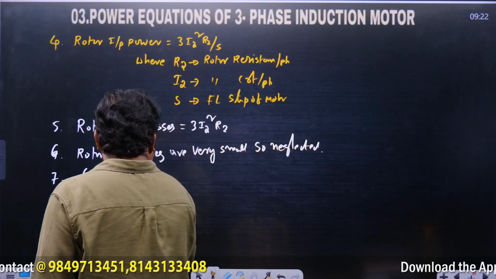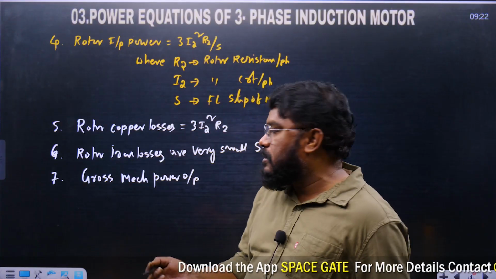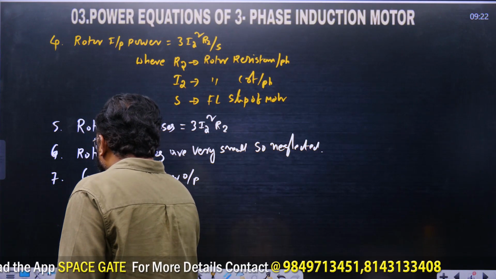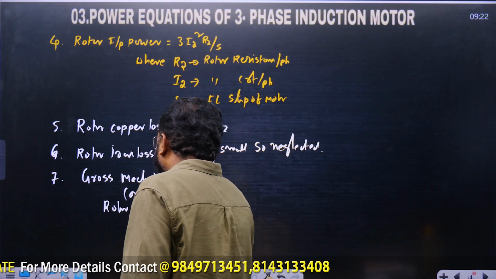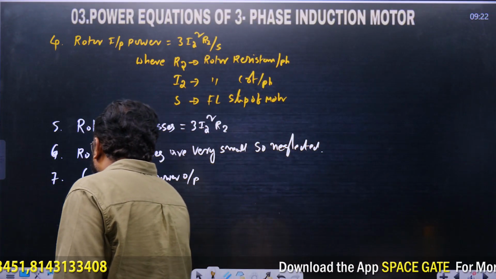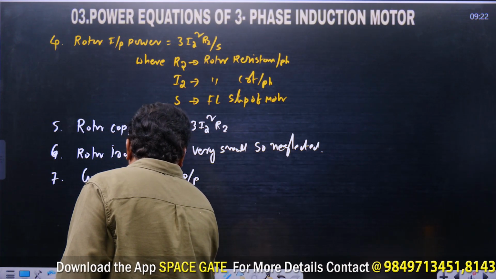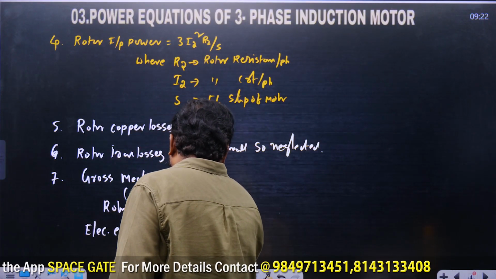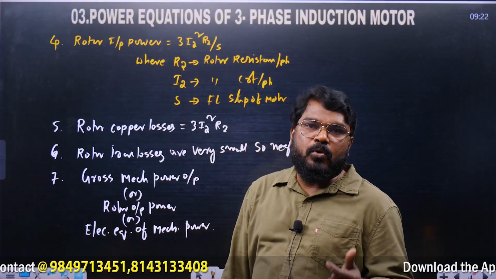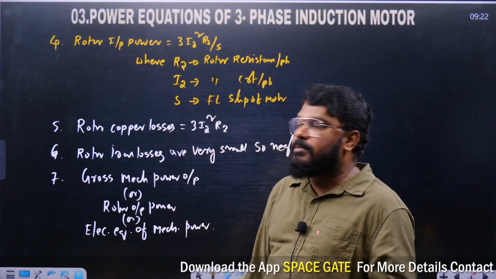Next possibility of the question: gross mechanical power output. How do we calculate the gross mechanical power, the output of the motor? Another name for this is the rotor output power, also called the electrical equivalent of the mechanical power. Sometimes we have a question in terms of other names. Gross mechanical power output is also called the rotor output power, and the electrical equivalent of the mechanical power.